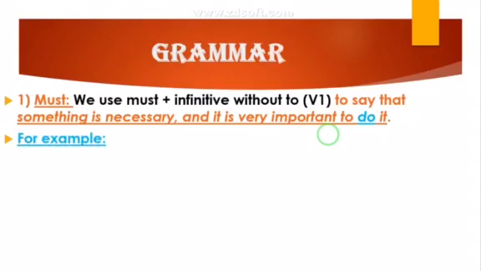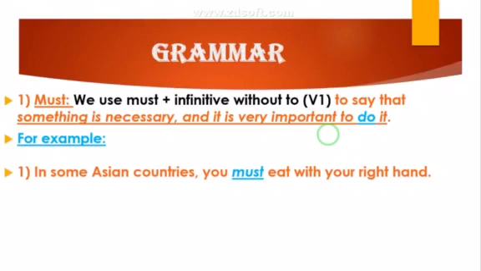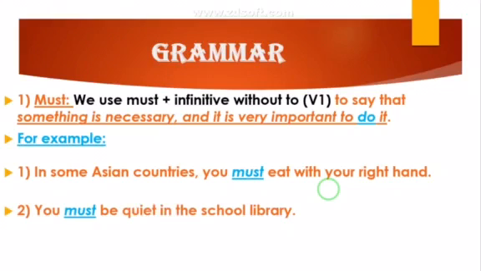For example, number 1: in some Asian countries, you must eat with your right hand. So in some Asian countries like Jordan, you must eat with your right hand, like with Mansaf. Number 2: you must be quiet in the school library.